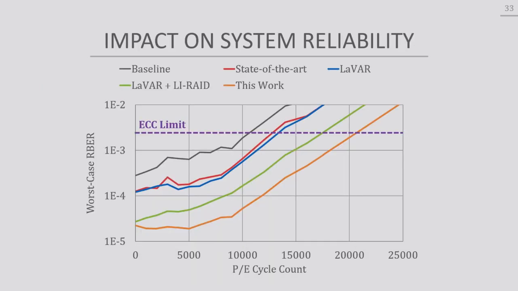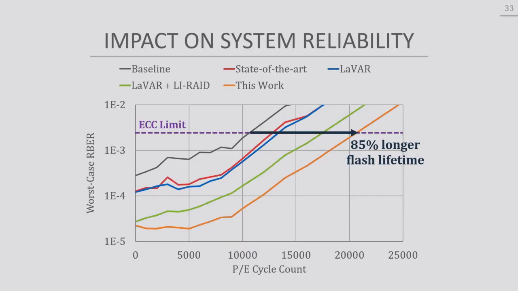So all three of the mechanisms can be combined together to further improve flash reliability. And this is the result that shows how much reliability can be improved. So on the x-axis is the P/E cycle count, which shows the wear out, and the y-axis is the worst case raw bit error rate. And the purple curve shows the ECC limit that the error correcting code can tolerate. So because of wear out, the error rate keeps increasing over time, and then after some time, the ECC can no longer correct all of the errors, and then the SSD can no longer reliably operate.